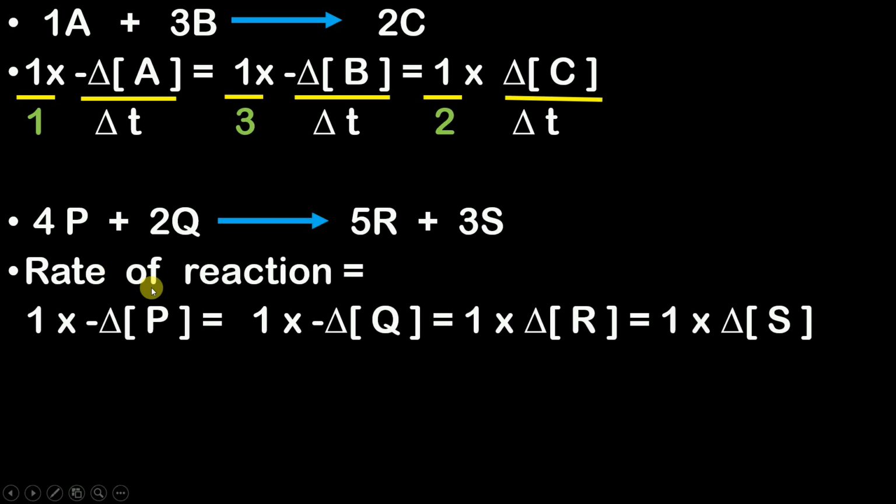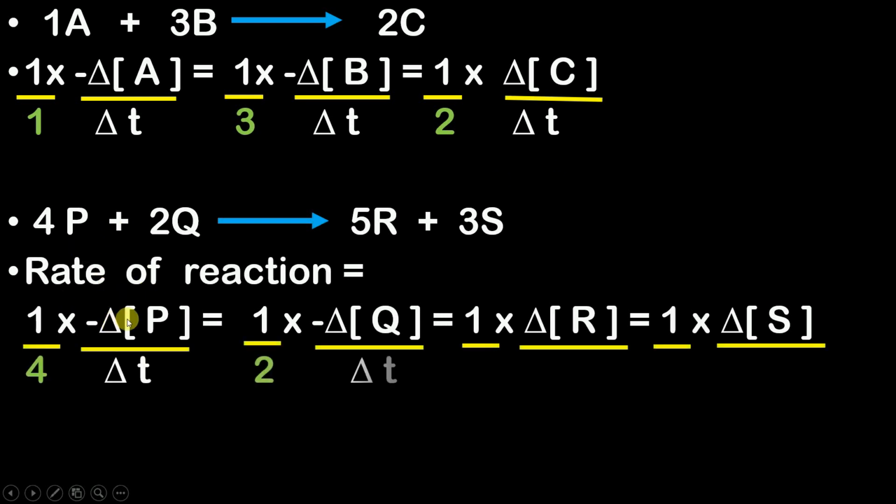Rate of the reaction is equal to rate of P multiplied by 1 upon the stoichiometric coefficient, 1 upon 4, equals rate of Q multiplied by the stoichiometric coefficient, 1 upon 2, equals rate of R multiplied by 1 upon 5, and rate of S multiplied by 1 upon the stoichiometric coefficient, that is 1 upon 3.